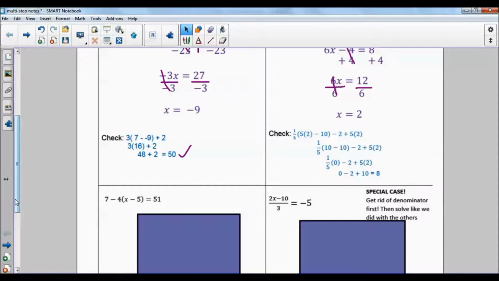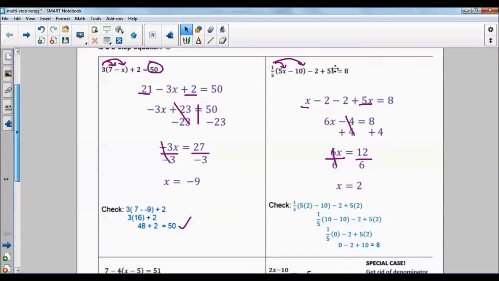Right, so we'd have 0 minus 2 plus 10, well 0 minus 2 is -2 plus 10 gives us 8, and 8 was exactly what we wanted our equation to be equal to, right? The original equation was equal to 8, and so we got an answer that when we plugged it in, it still equals 8. So we checked it out and we did it right.